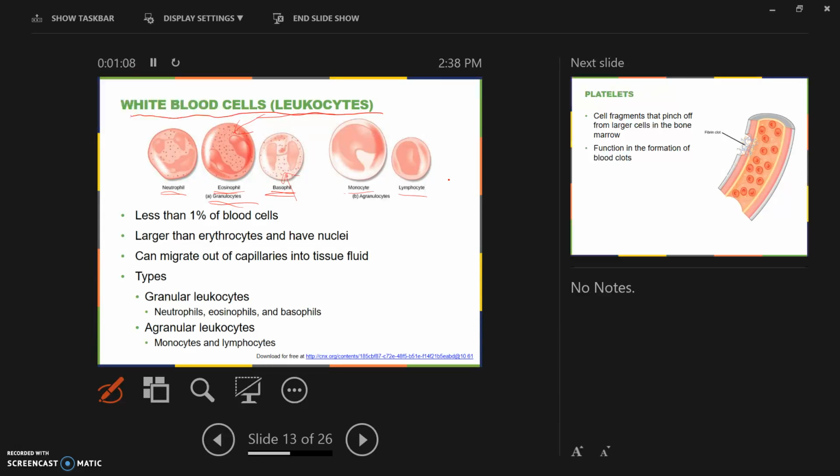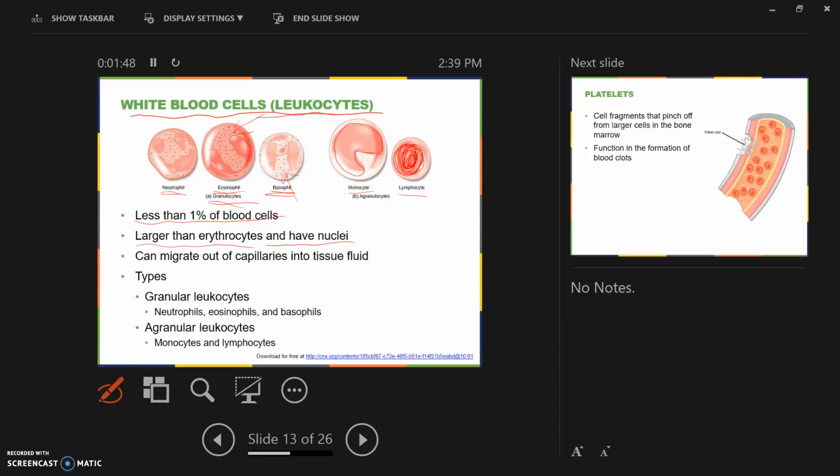White blood cells compose less than 1% of blood cells. The cells are actually larger than red blood cells, larger than erythrocytes, and they do have a nucleus. In fact, sometimes you can identify them because of their nucleus. If you look at the nucleus of a monocyte or macrophage, it's kidney-shaped and large, and a lymphocyte has a rounded nucleus that takes up almost the entire inside of the cell. So a lot of times the nucleus will help you identify the type of leukocyte.